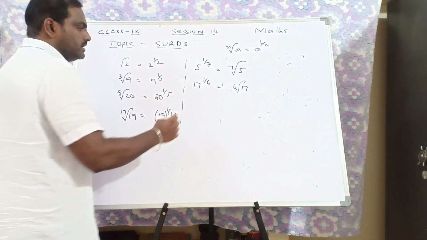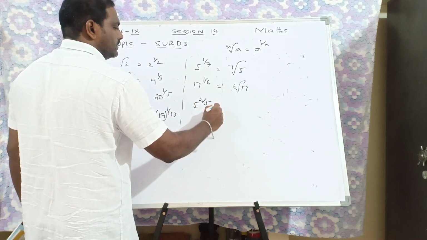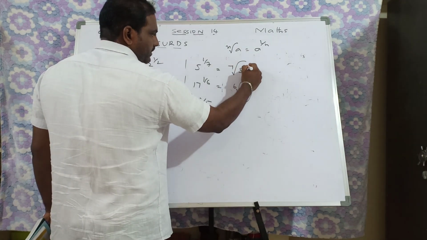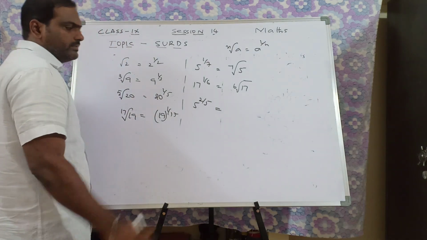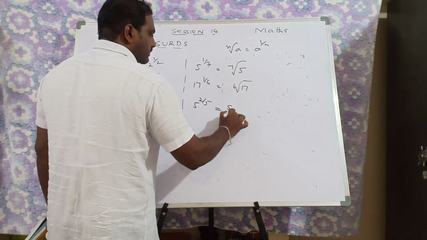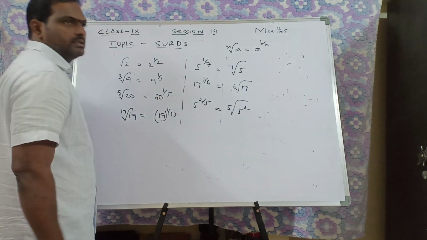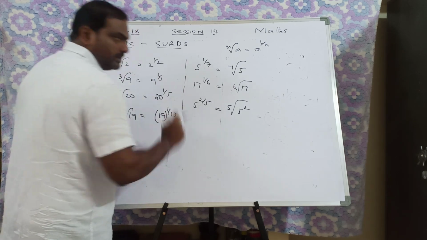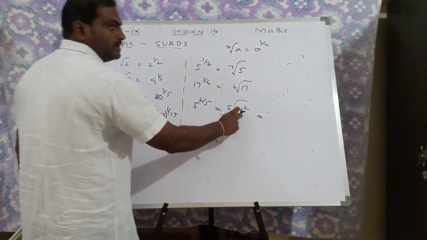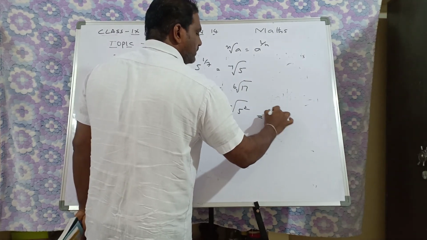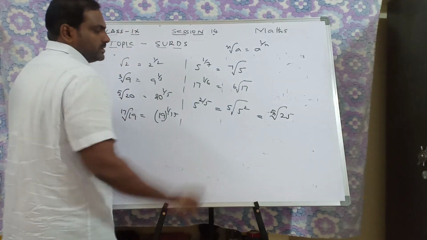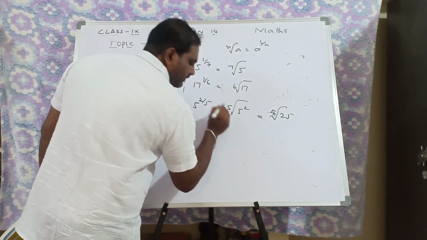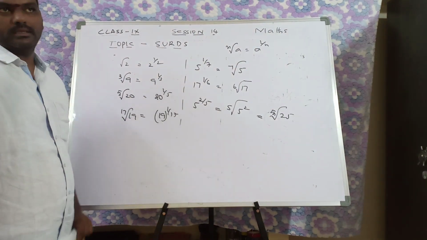Next, look at this important question: 5 power 2 by 5. How to write this one? It's very simple. I told you already, a power 1 means the number only, so 5 power 1 means 5 only. Here what you have to write is the fifth root of 5 square. What is the difference between these three? It is 1 by 7, 1 by 6, 2 by 5. And 5 square is 25, so that means the fifth root of 25. So don't cancel in this case, because it is already in radical form and we should not cancel.